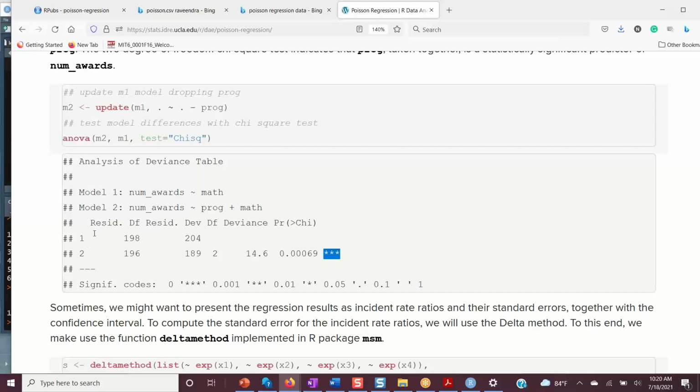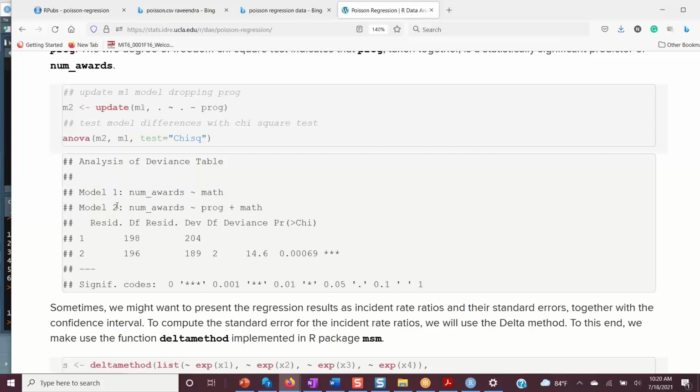Yes, sir. There are a few different ways to show the comparative goodness of a model, and here is the Anova method we use. You are comparing model 1 and model 2. Model 1 uses the program type, and model 2 does not use the program type. That's what this minus means. We are comparing those two Poisson regression models. Here is the summary: model 1 is number of awards with only math, and model 2 is number of awards with program and math.